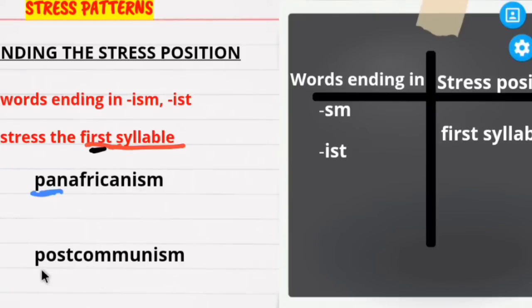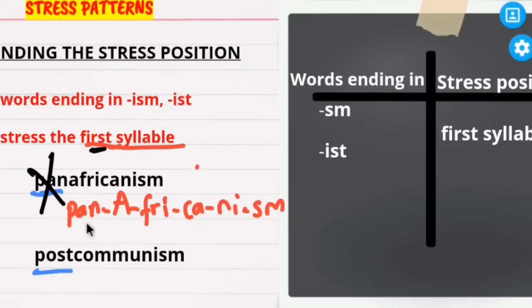Then we have post-communism. So the idea is the same: you just break down the word in the normal way. If you break down Pan-Africanism, the stress will still be on the A part. This is how it's going to look: Pan-Africanism. The stress is still on the first syllable of the base word; you just ignore the prefix.